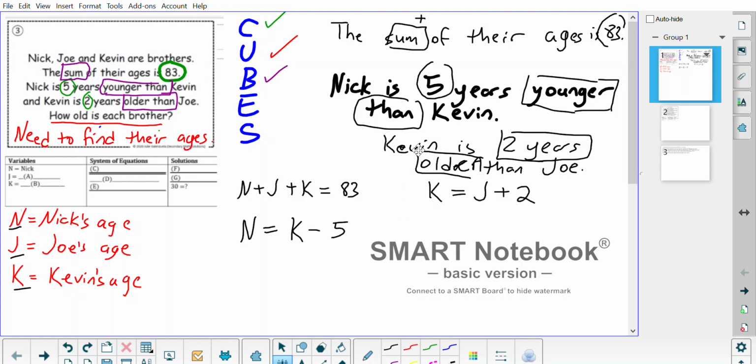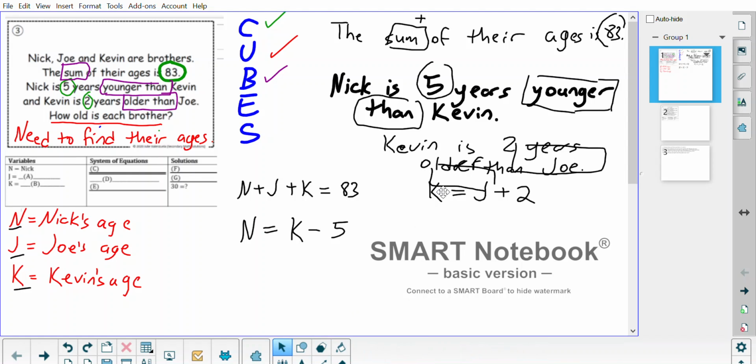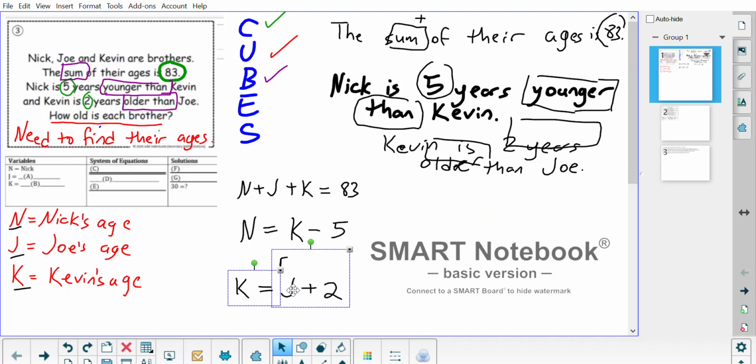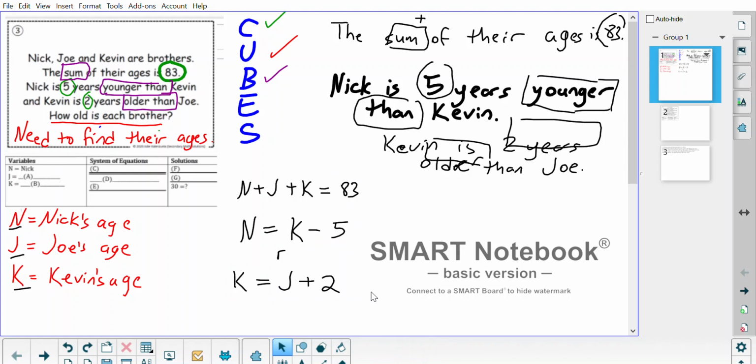Now we're up to this one. Kevin is 2 years older than Joe. So K is equal to Joe's age, 2 years older. Instead of taking away years, we're going to add on years. K is equal to J plus 2. So that's going to be our third equation, right? So let's go ahead and put this equation next to our system. So there you have it. We have all three of the equations taken from this problem.